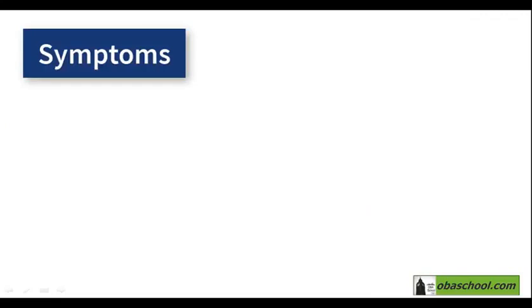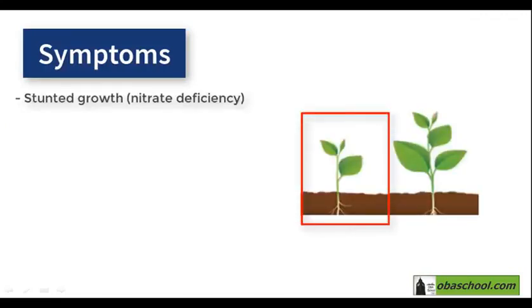Symptoms of disease in plants include, first of all, stunted growth, which means delayed or stopped growth, which is the case in nitrate deficiency. If we see this symptom, we directly think of nitrate deficiency and we try to treat it by adding nitrate and fertilizer to the soil.